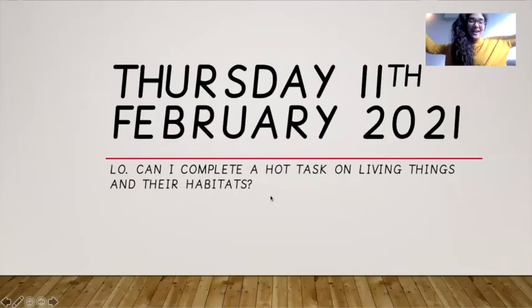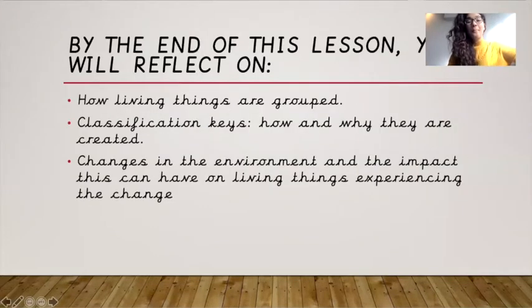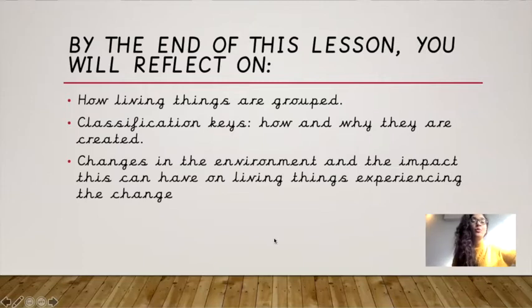Hello, Williams class. For your science lesson today, the learning objective is, can I complete a hot task on living things and their habitats? By the end of this lesson, you will be able to reflect on how living things are grouped, classification keys, how and why they are created, changes in the environment, and the impact this can have on living things that are actually going through that change.